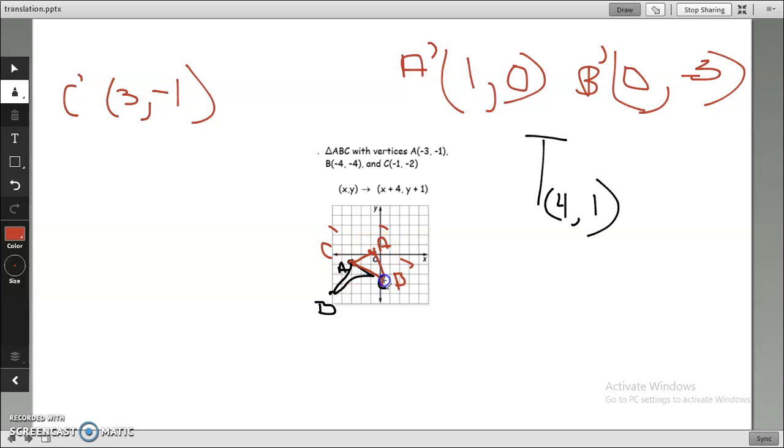And I apologize that my picture is not awesome so that you can see that that's the exact same image. It doesn't dilate, it doesn't change sizes. All it does is move or slide. And I hope that this helps.